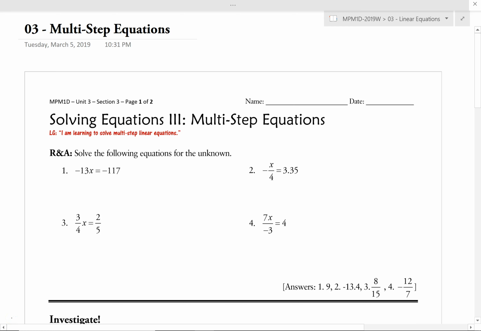Welcome to Unit 3, Section 3, Solving Multi-Step Equations. So in the last lesson, we used inverse operations to solve equations like this, right? When we saw a multiplication, we used division, and vice versa. And we used reciprocal when we saw something like this. So take a moment and complete these 4 questions. Pause the video now, and when we resume, we'll look at the solutions.